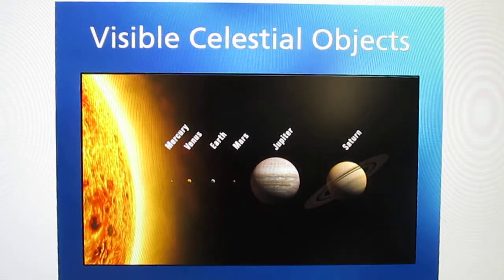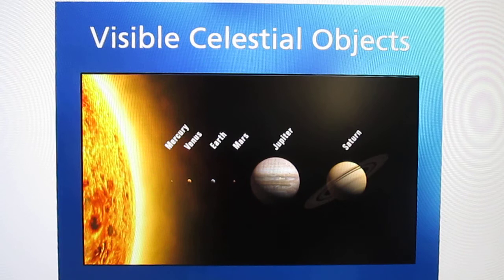There are only 5 celestial objects visible to the naked eye that are seen to move with respect to the background stars. These objects are the planets. Did you know that planet is the Greek word for wanderer? These 5 celestial objects are named for the Roman gods Mercury, Venus, Mars, Jupiter, and Saturn.